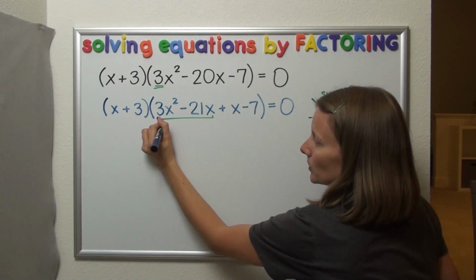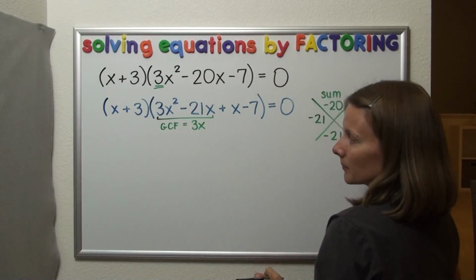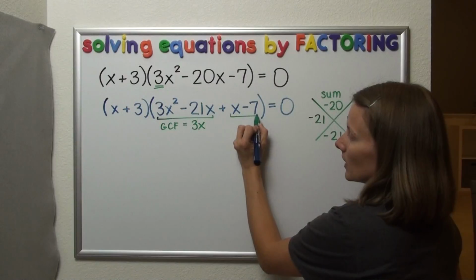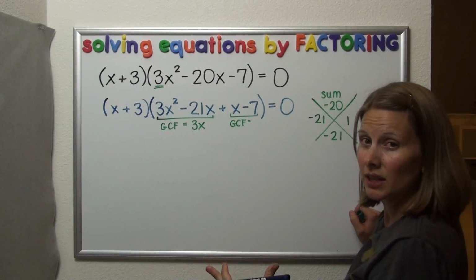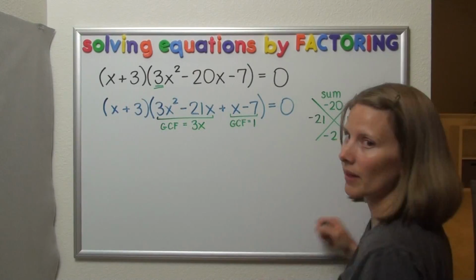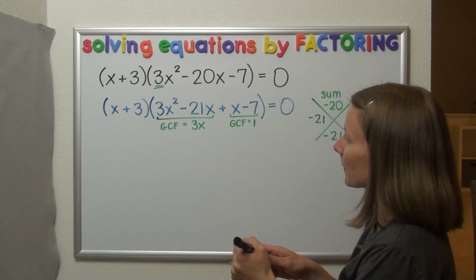So let's look at the first group. It looks like their GCF should be 3x. Let's look at the second group. I don't see any number or letter in common, so the only thing they share in common is a 1. Remember that 1 is boring because everything has 1 in common, but I'm still going to write it down.